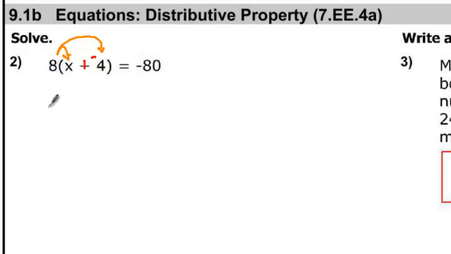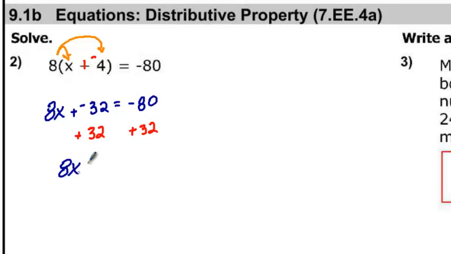So the first way, let's go ahead and distribute. We have 8 times x is 8x, plus 8 times negative 4 is negative 32. All of that equals negative 80. Go ahead and remove the constant term. So since it's plus negative 32, we're going to add 32 to both sides. When we do that, on the left side we have just 8x. On the right side, we're going to have negative, so I'm going to stick my negative sign in there.